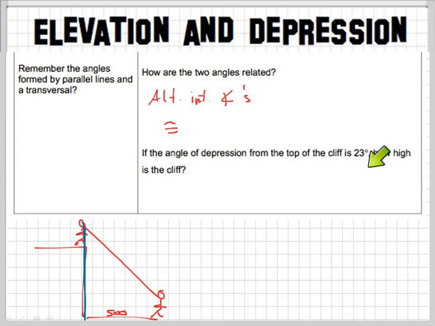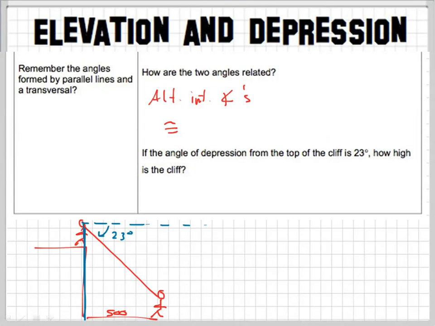But first, how do we put this 23 onto our picture? It says 23 degrees is the angle of depression. Okay, so we're going to go line of sight right here, the horizontal line, angle of depression, that's 23.